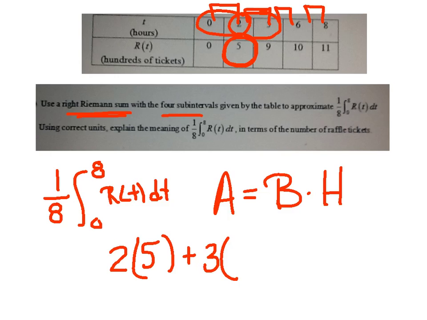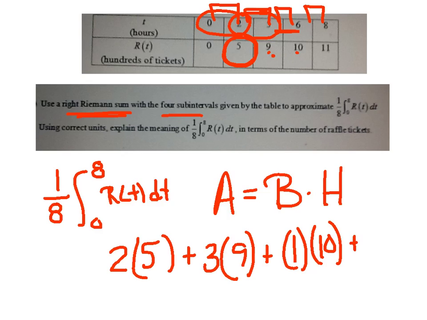and its two numbers are 5 and 9, but the number on the right is the 9. Plus, the next section goes from 5 to 6, so that has a base of 1. And its two numbers are 9 and 10. The number on the right, of course, is the 10. And the last section has a base of 2, 6 to 8. And its number on the right, 10 and 11, is going to be the 11. So again, notice even in the picture, I'm not using the left side, I'm ending on the right side.